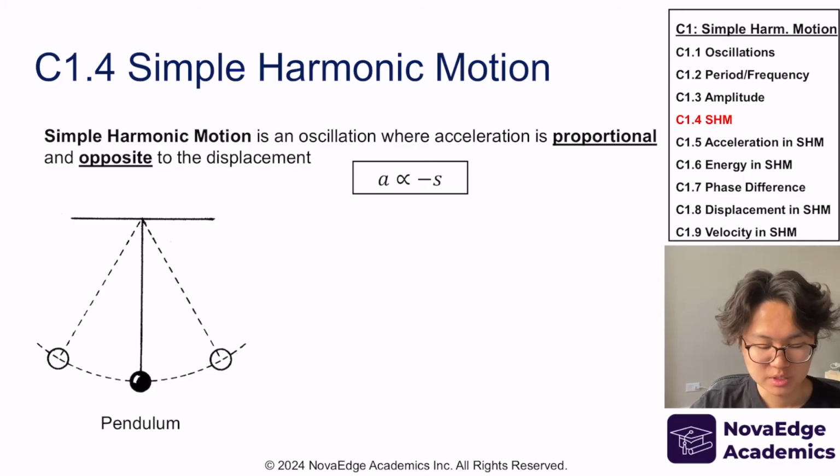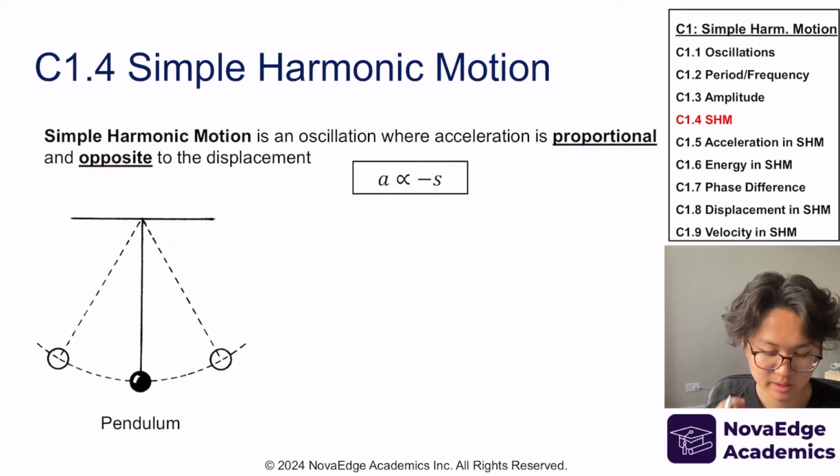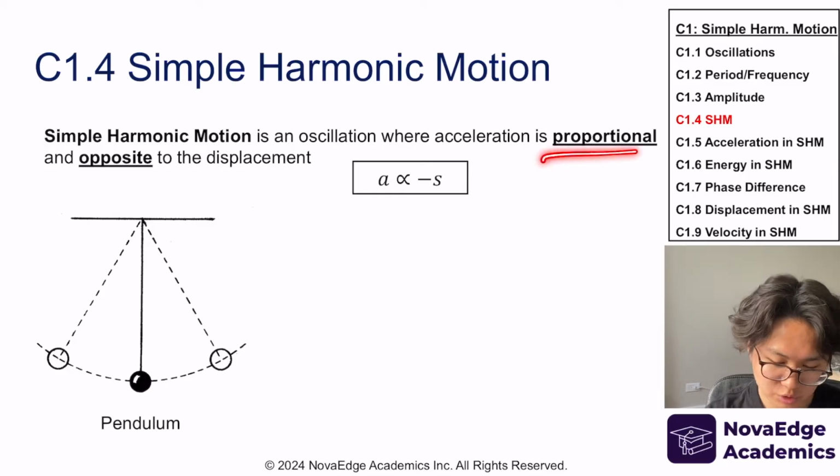Now let's define what simple harmonic motion is. So this whole topic, C1, is called simple harmonic motion. There has to be some significance to that, and there is. The definition of simple harmonic motion is a type of oscillation where acceleration is proportional and opposite to displacement. I'm going to say that again. Acceleration is proportional and opposite to the displacement.